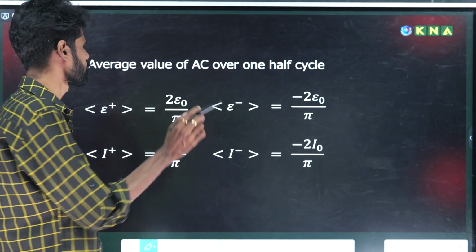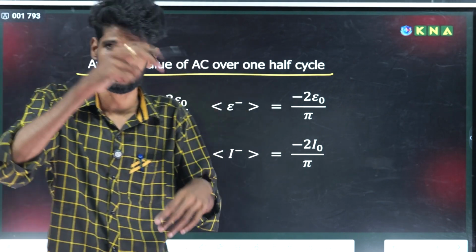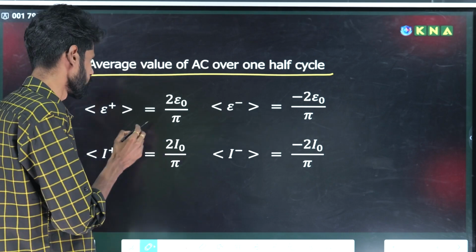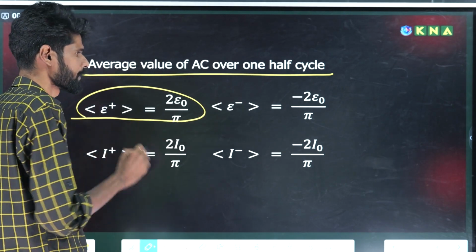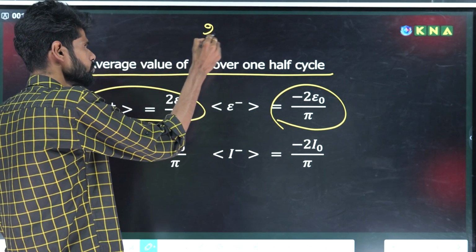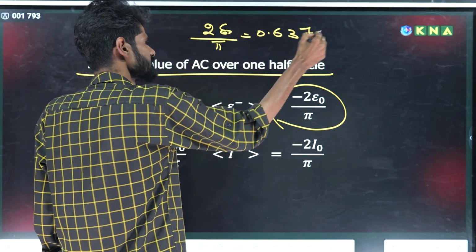What about the average value of AC over one half cycle? For a full cycle, it is equal to 0. For a half cycle, for a positive half cycle, it is 2 E naught by pi. For a negative half cycle, it is minus 2 E naught by pi. So 2 E naught by pi is equal to 0.637 E naught.